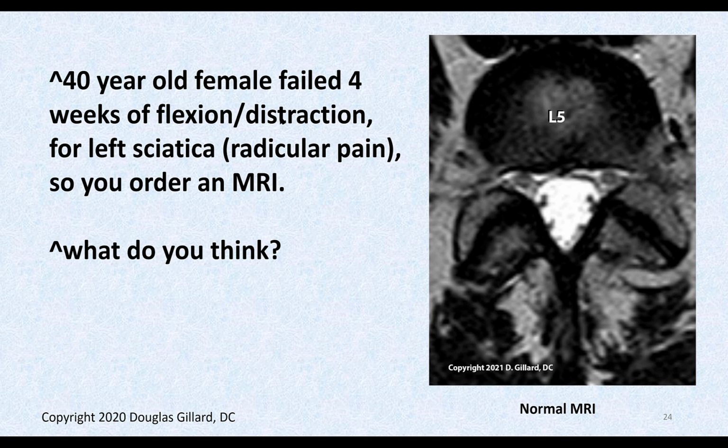So you order an MRI, which you should after 4 weeks of failed care, and we're going to take a look at her MRI. But first you better see what a normal MRI is. So this is a normal MRI. You can see the nucleus pulposus, and don't worry, we're going to cover this stuff like a million times, so you're great at it. You can see the facet joints right here.